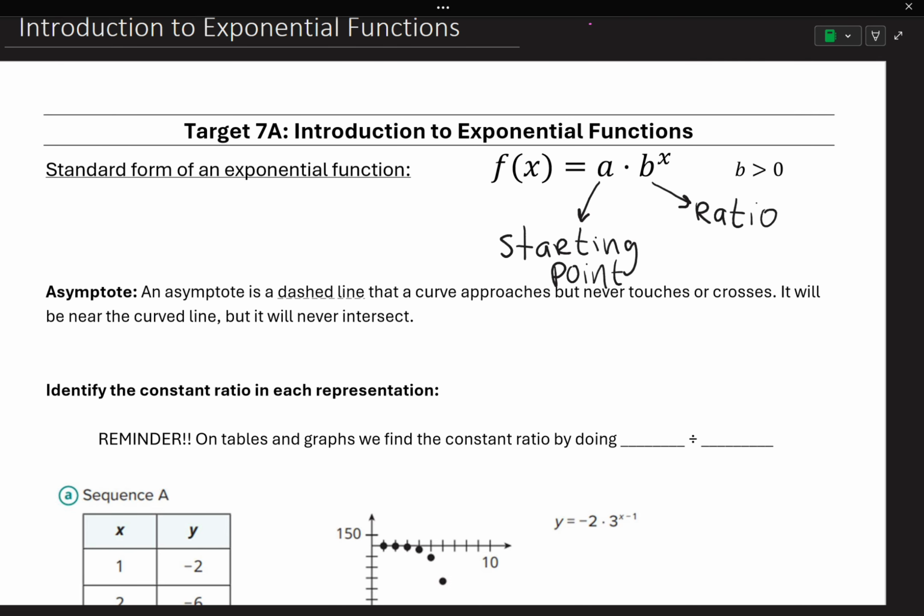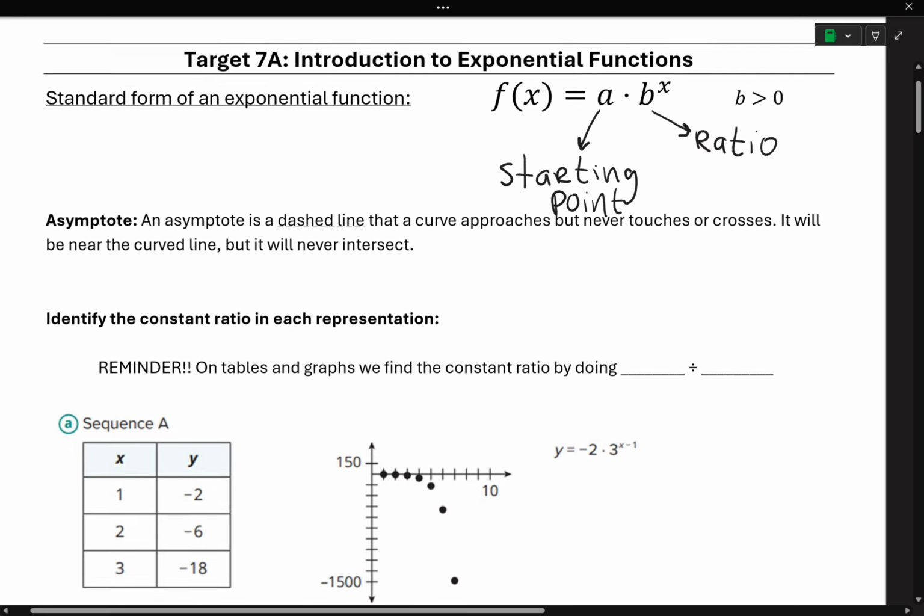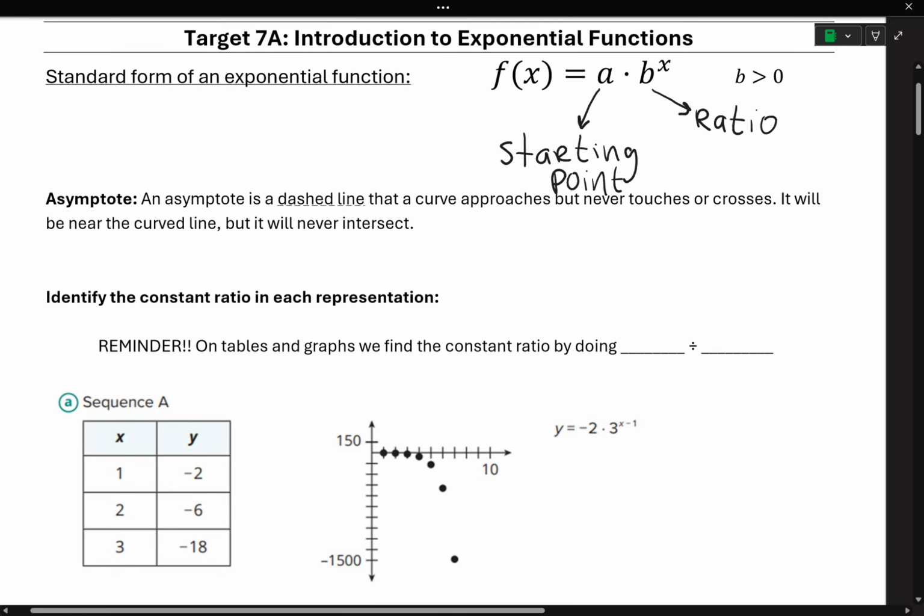When we graph them on paper or in calculators, you will see it look like the graph gets flatter, but it's just getting infinitely closer to a specific line that it can't cross. And what that means is it is impossible to get that specific answer regardless of what you plug into the equation. All right. In the next couple problems, we're going to identify the constant ratio.